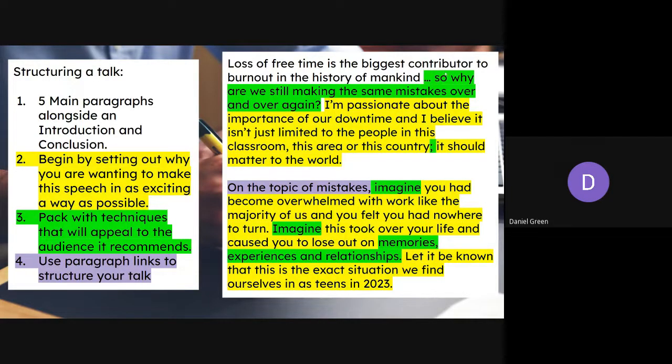So loss of free time is the biggest contributor to burnout in the history of mankind... So why are we still making the same mistakes over and over again? I'm passionate about the importance of our downtime, and I believe it isn't just limited to the people in this classroom, this area, or this country. It should matter to the world. Notice how I've used a semicolon there.